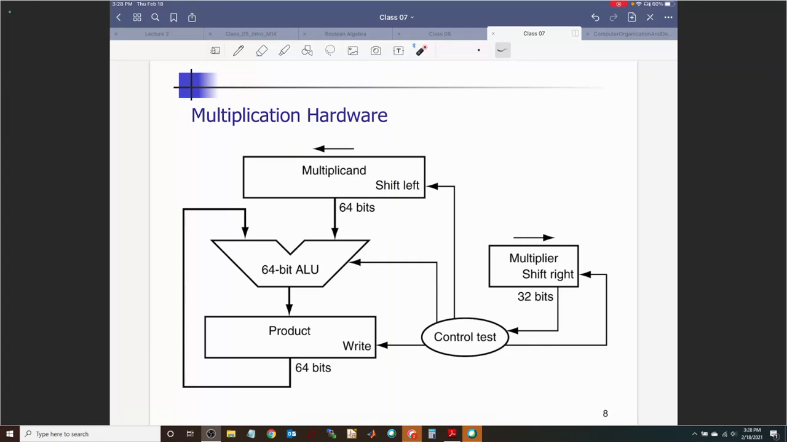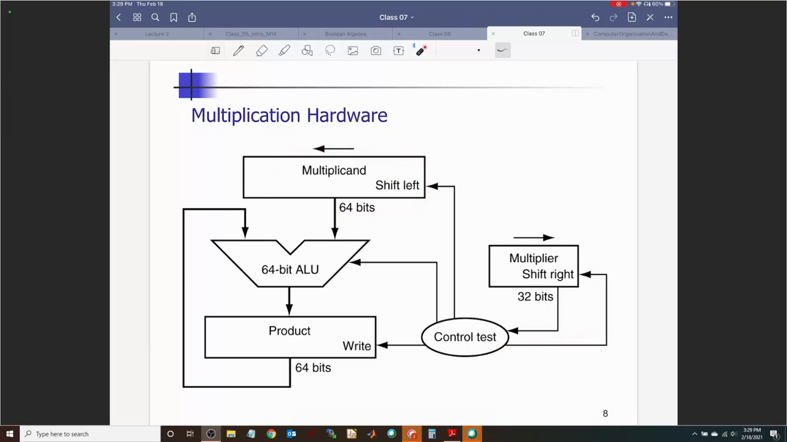Now, hopefully when you look at this, all the things that we discussed earlier should map one to one. What do we have over here? We have a 32-bit multiplier register with the capability of shift right, which is controlled by this control unit over here, whether to shift right, when to shift right. There is a 64-bit multiplicand register.